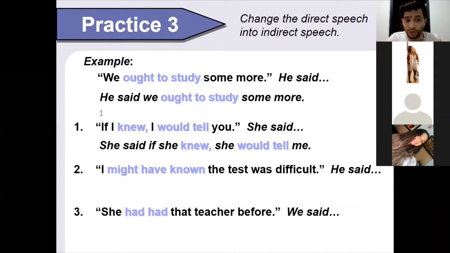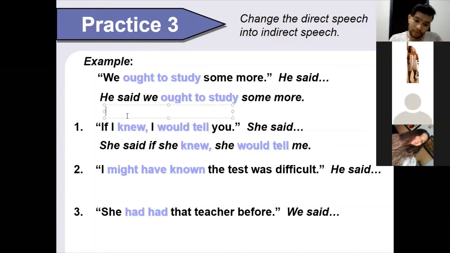Now, something that I told you before is that the conditional type 2, like in this case, can be transformed in the reported speech. This is good because in the slide presentation, I told you that it is not supposed to be changed, or everything stays the same, but you can also change it if you want to, but only this one, right? Only this one. How would it be?